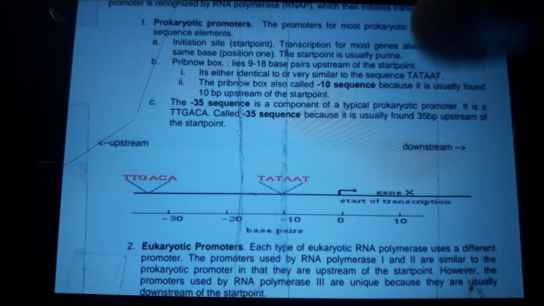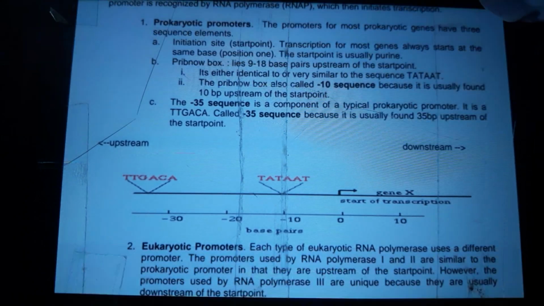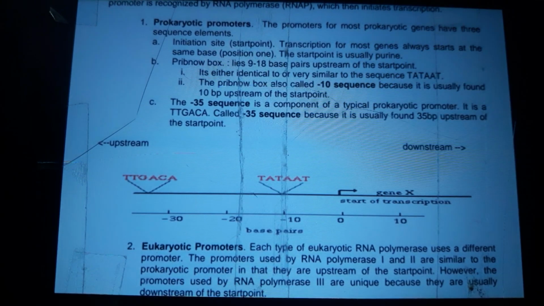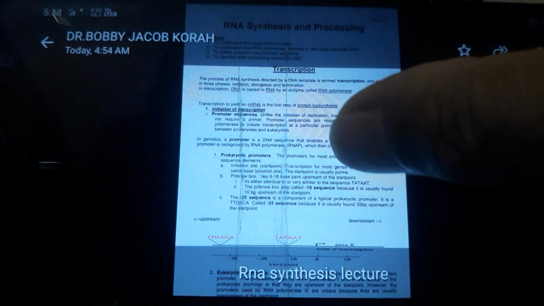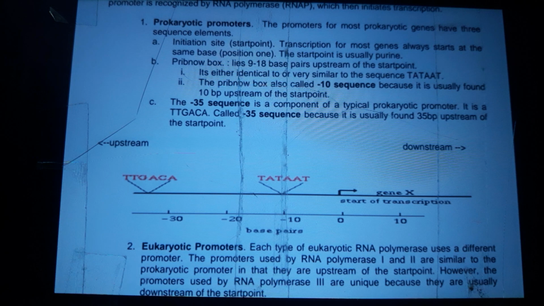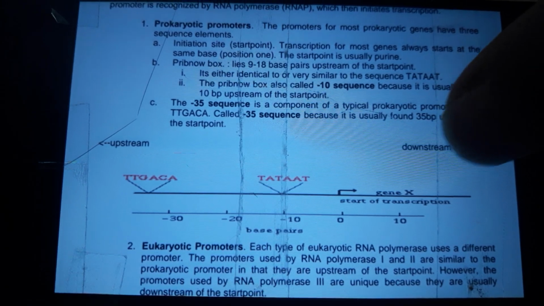The -35 sequence is a component of a typical prokaryote promoter. It is TTGACA, called the -35 sequence because it is usually found 35 base pairs upstream of the start point.